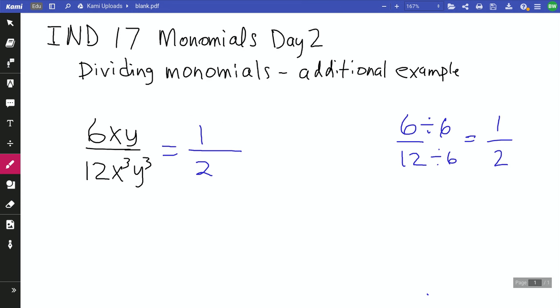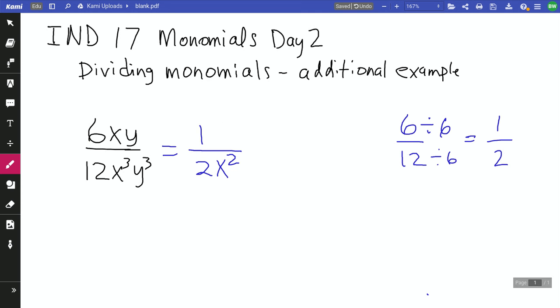So let's look at the x. The exponent for x is 3 in the denominator, and in the numerator it's only 1. So the denominator has a larger exponent for x. So we take 3 minus 1, and we get 2 for the exponent, and it's in the bottom.